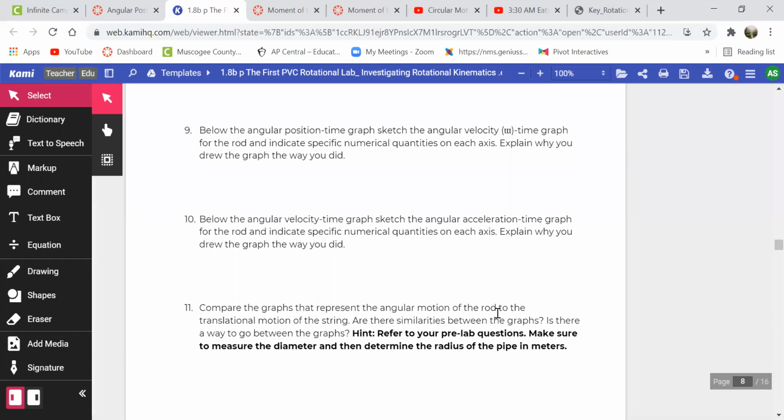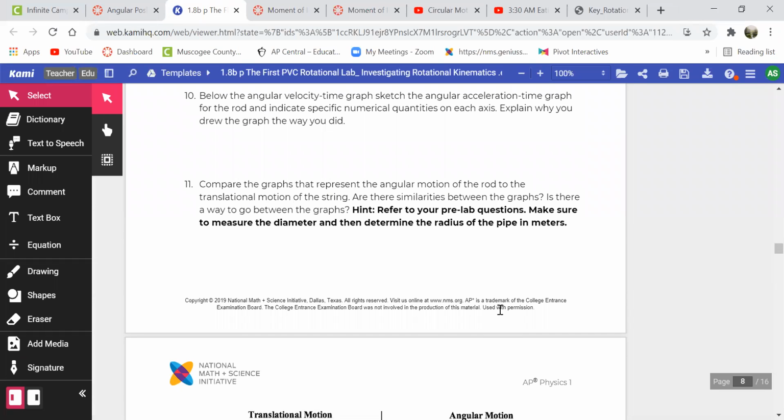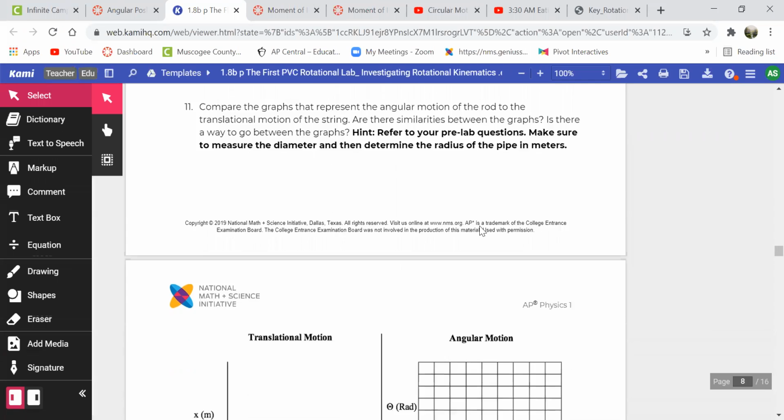Then 11 is compare the graphs that represent the angular motion of the rod to the translational motion of the string. Again, we don't have the translational motion for the string. It was constant motion. That's the takeaway that I needed you to know, that it moved at a constant rate. So you would have a constant line. They're going to ask you to compare the 2 graphs. A hint, refer to the pre-lab questions. Make sure you measure the diameter and then determine the radius of the pipe in meters.